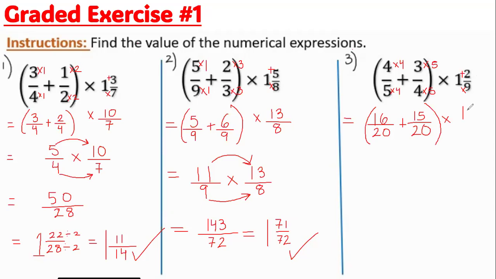9, 10, 11. No, 12 over 9? Sorry. 9 times 1 is 9, plus 2. So it's 11 over 9. I got that part wrong for sure. All right, 11 over 9.